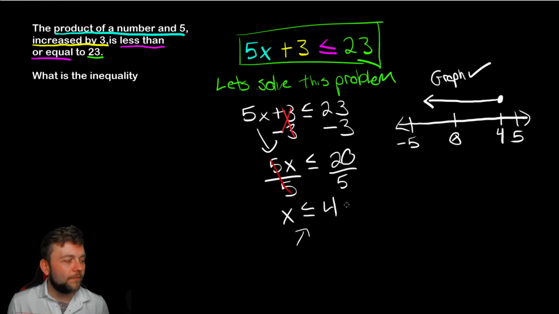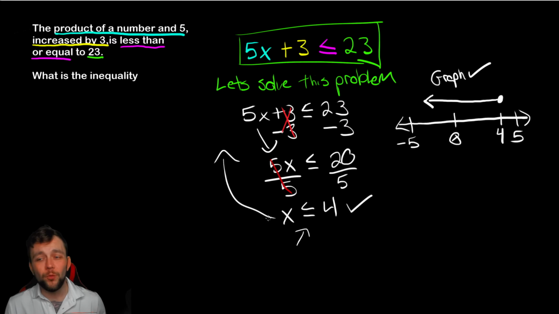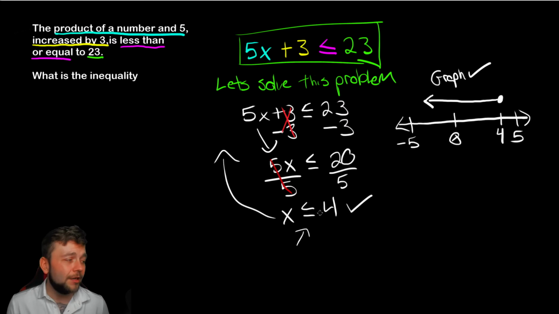Okay, we found our solution. We could do the check step. I don't know how many of you would want me to do the check step, but it's pretty easy. All you have to do is make sure that it's less than 4. Whatever number you want to pick does not matter. If you want to put in 0, 1, 2, 3, or 4, it should be less than or equal to 23 when you go back and do your check step.